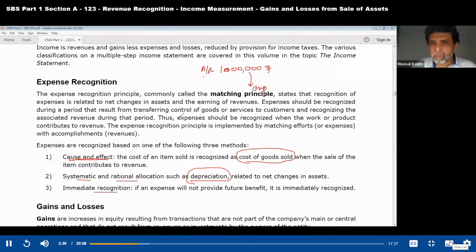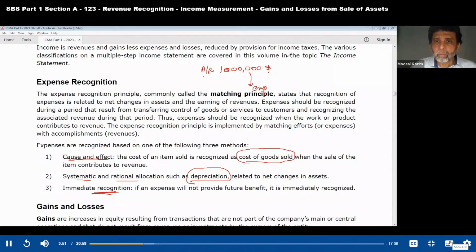Of course, we routed it through the allowance account. So we debited credit loss expense, credited allowance for credit losses, and then we wrote off the AR completely against that allowance. So that is how we did it. So that is an example of immediate recognition.